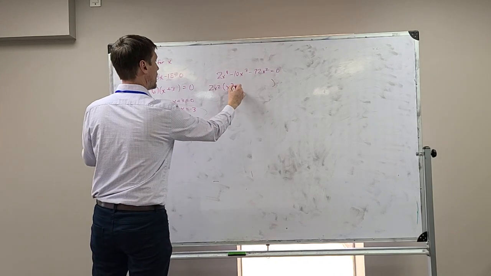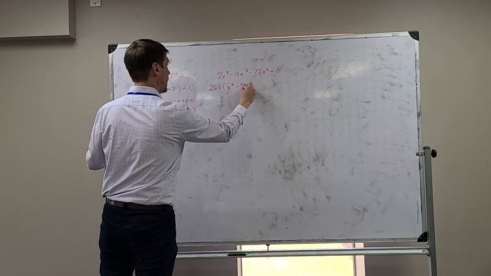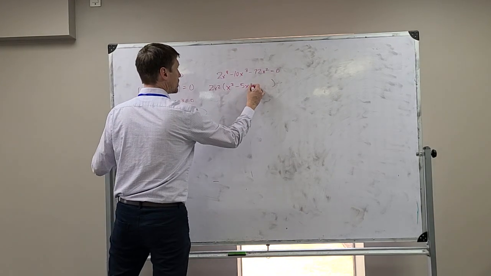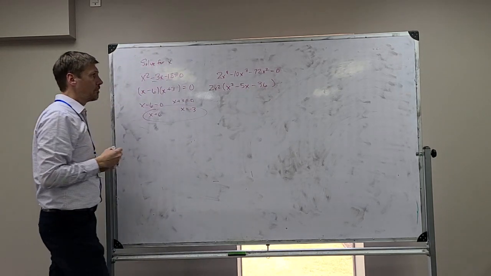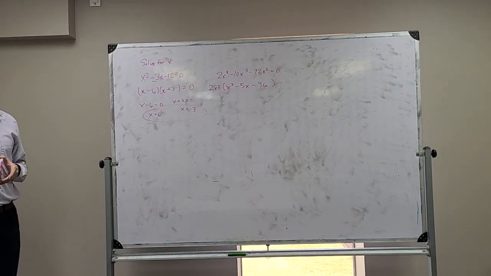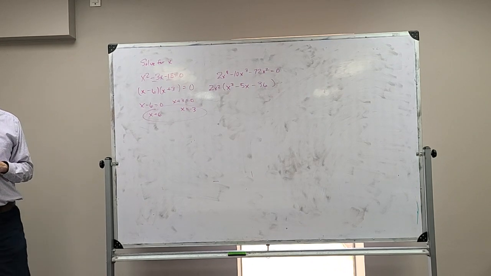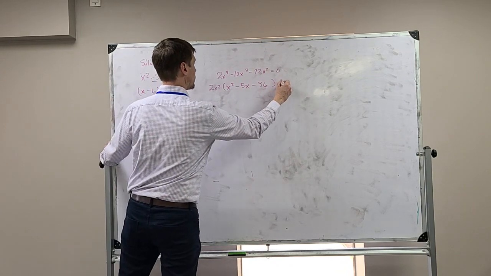2x squared times -5x gives us 10x cubed. And then 2x squared times -36, is that right? Gives us -72x squared. Does everybody see where I got those numbers? Okay. So I just factored that out, and I have to set it equal to 0.